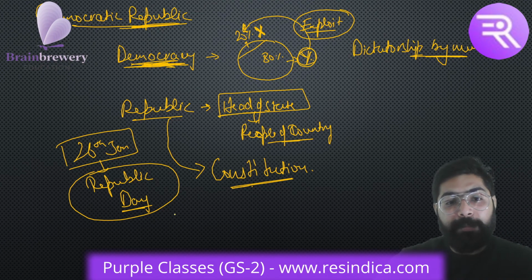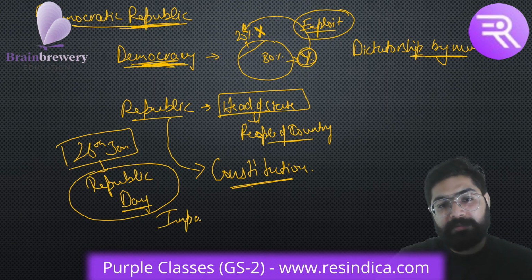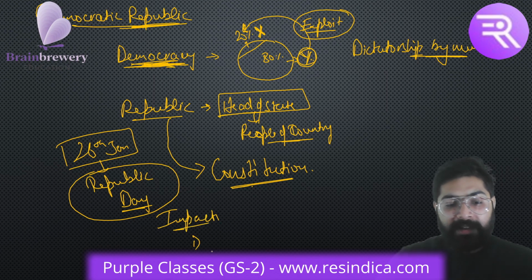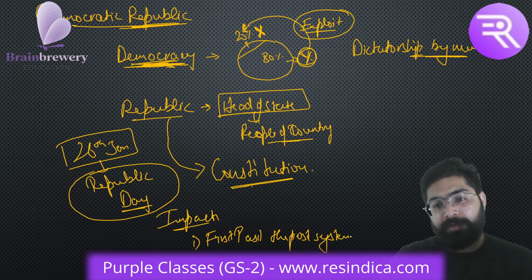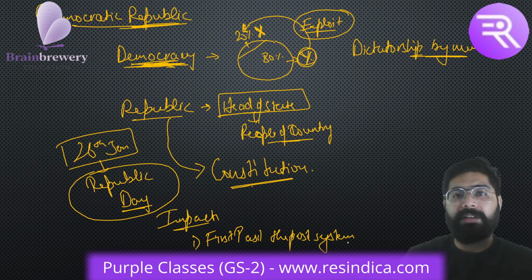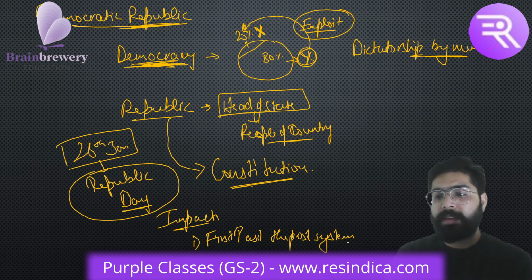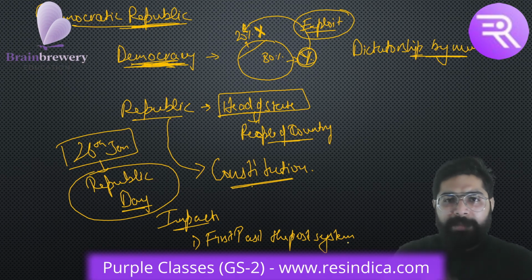Now, what are the impacts? The impact is the first past the post system. First past the post system. This is a type of election, a type of system of voting. We will be understanding it later.